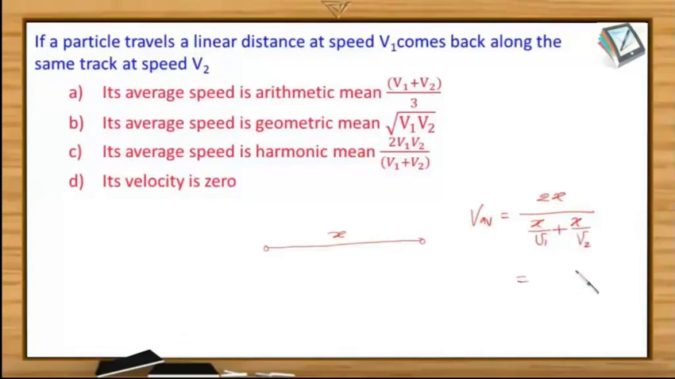v2 velocity. So yeah, speed. So it becomes what? 2 v1 v2 over v1 plus v2. So I think option C is the correct option, and the fourth option is velocity is 0.